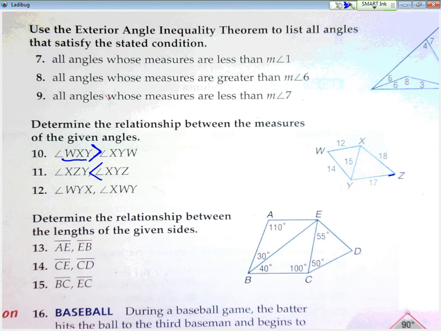Determine the relationship between these lengths. AE, right here, and EB. Well, let's see. AE is opposite the 30-degree angle. ABE is opposite the 110-degree angle. EB is definitely going to be bigger. So we find the bigger angle. Opposite it has to be the longest side. So that's the type of problems you're going to see on the assignment.